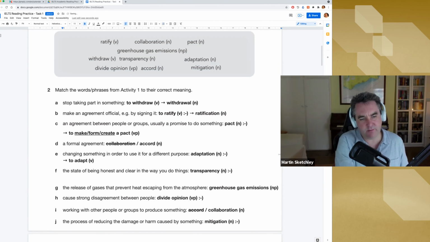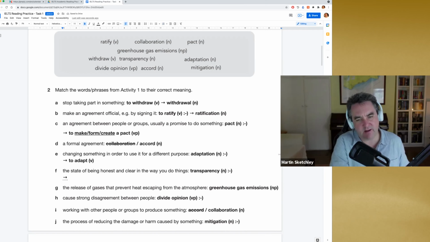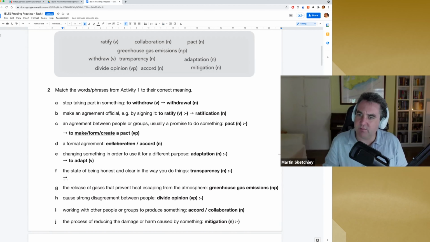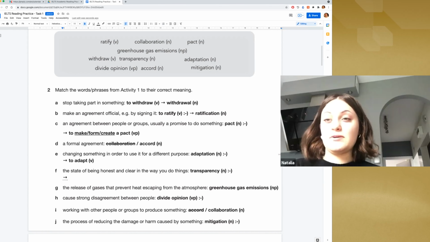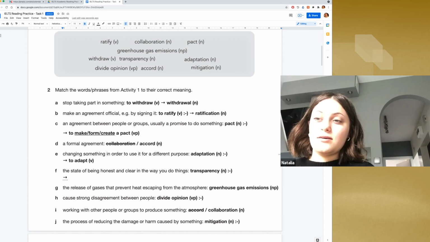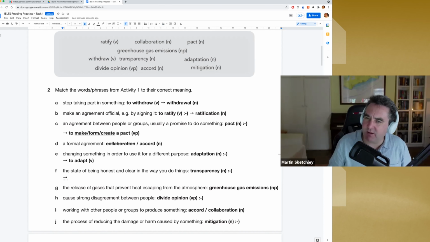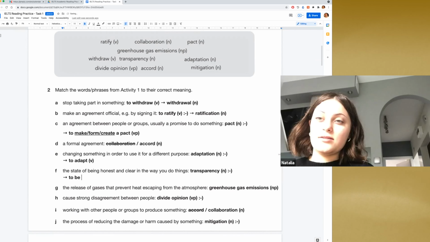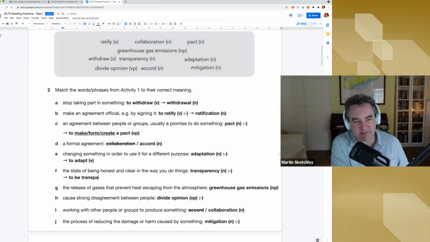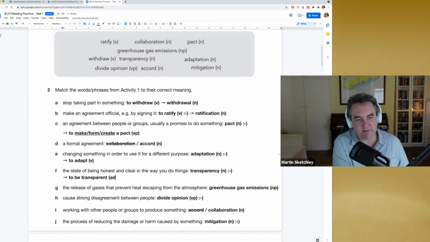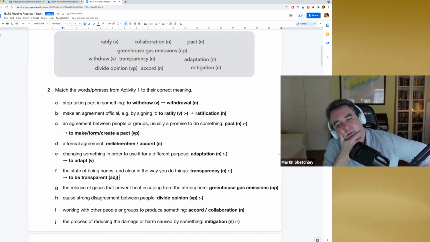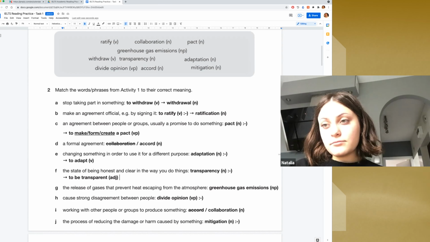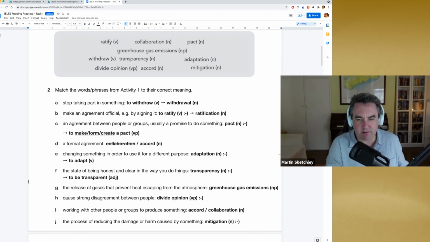Okay, so this one for F, transparency. Can you think of any other word? To make, form, create, transparency. Can you think of the adjective, maybe? Transparent. Yep, that's it. So to be transparent would be the adjective.